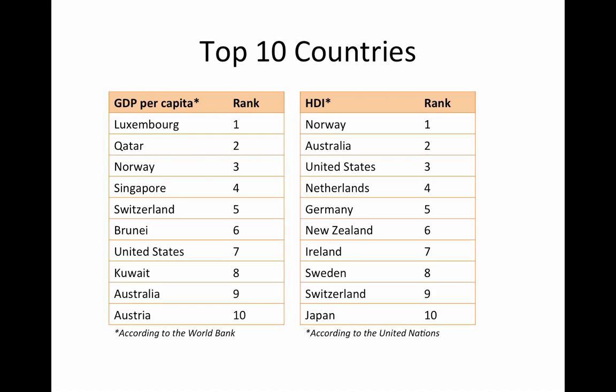At the same time, countries like Norway, which is ranked as 3 and 1, are doing pretty well. Australia, the United States, even Japan, GDP per capita, I think, is ranked around 11. Very similar.